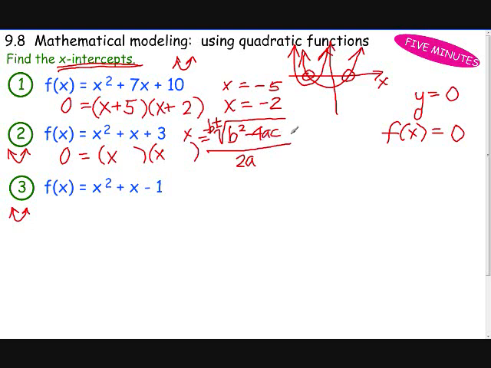So let's test it. What is our b? That's right, it's 1. What is our a? Also 1. And what is our c? That's right, all positive. Positive 1, positive 1, positive 3. So b squared is 1 squared, or 1. A times c is 1 times 3, or 3, times a negative 4.